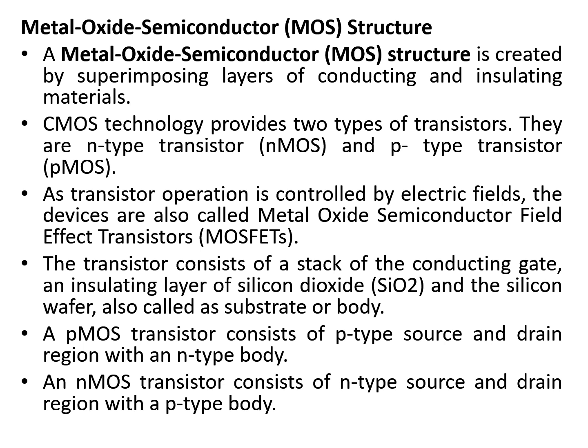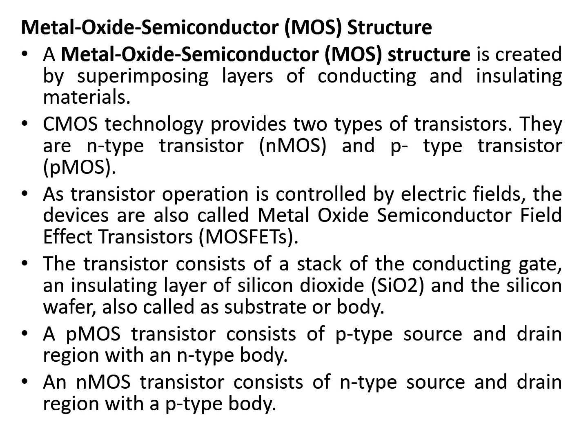CMOS technology provides two types of transistors. They are the N-type NMOS transistor and the P-type PMOS transistor. As transistor operation is controlled by electric fields, these devices are also called metal oxide semiconductor field effect transistors. This transistor consists of a stack of a conducting gate, an insulating layer of silicon dioxide, and a silicon wafer or substrate, which is also called the silicon body.